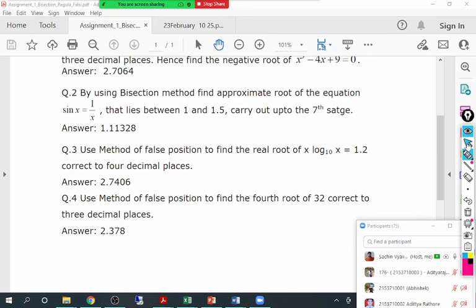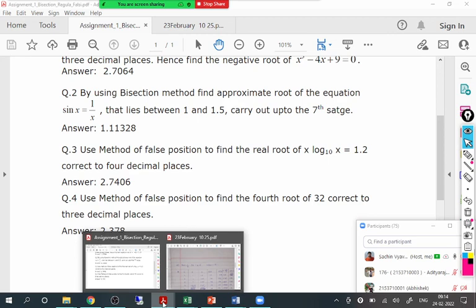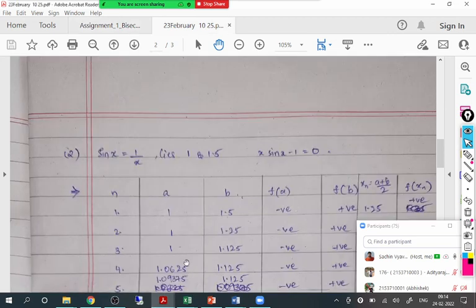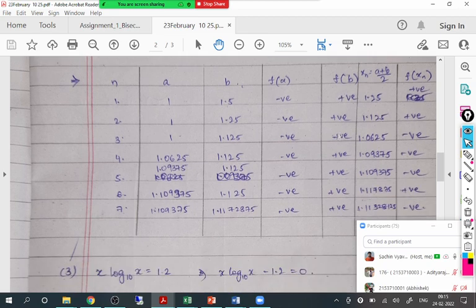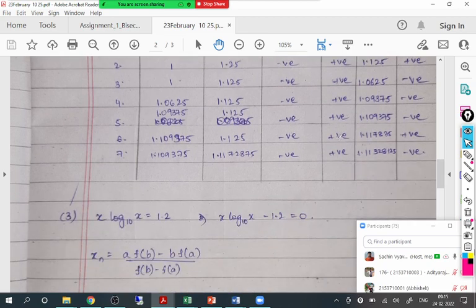Let me see whether I have done it correctly or not. So question number 2, 1 to 1.5, this is already given. Just you have to check whether f of 1 is negative, f of 1.5 is positive. Yes, the root exists there in between. And after near about 7 iterations, you got 1.1132. Okay, and that's the correct answer there.